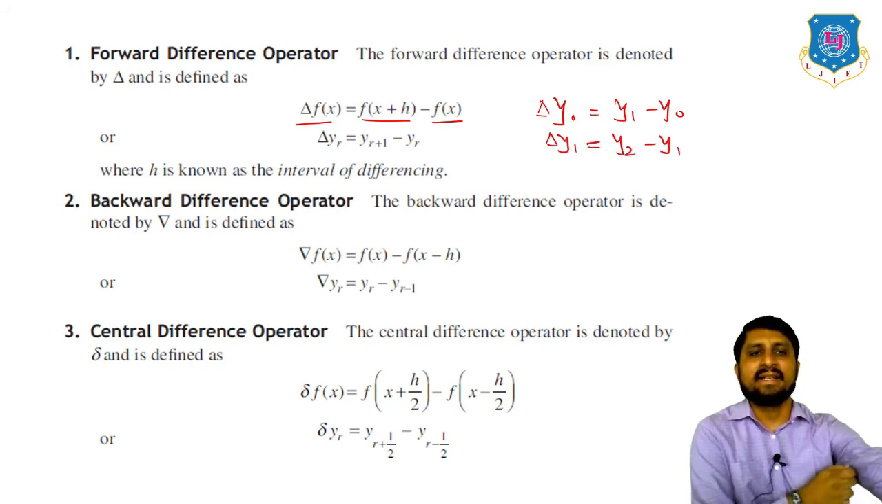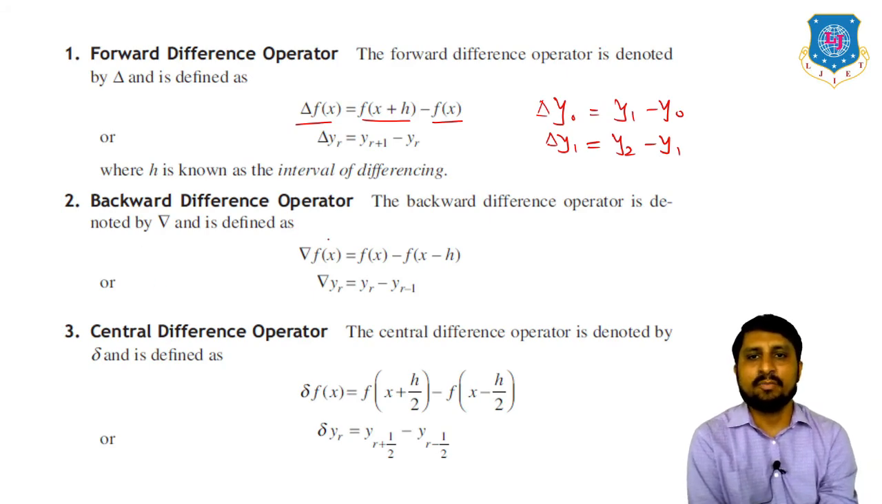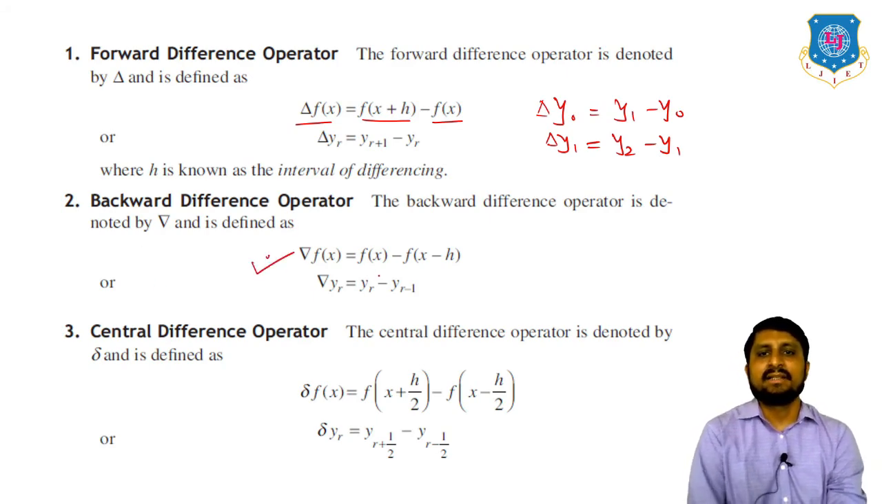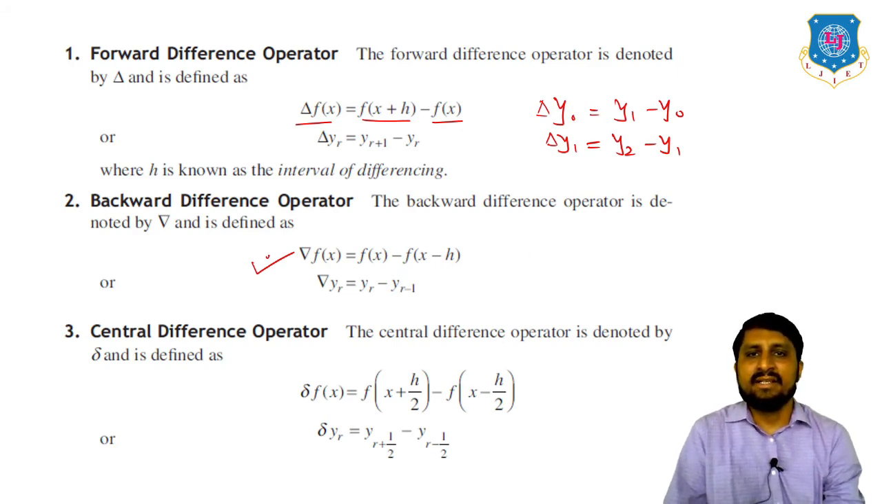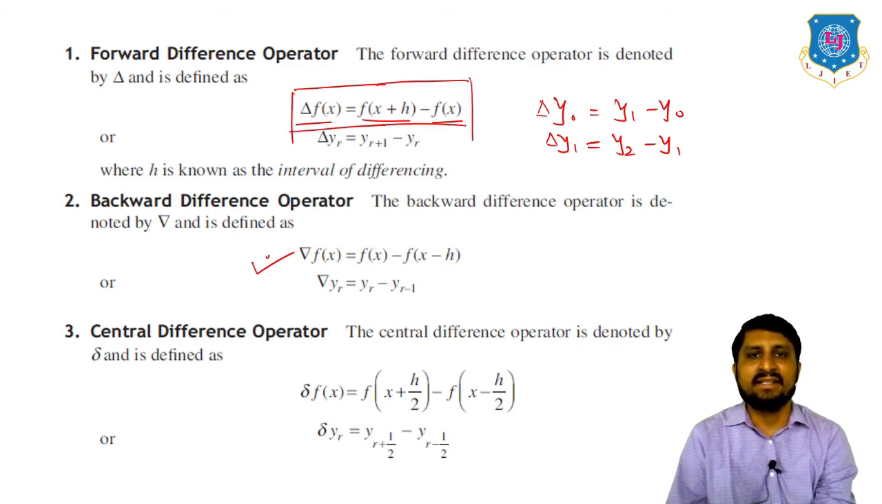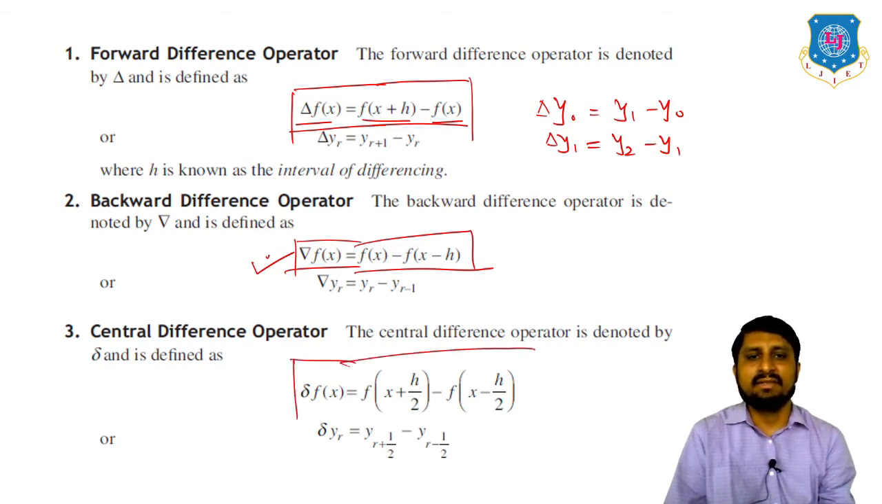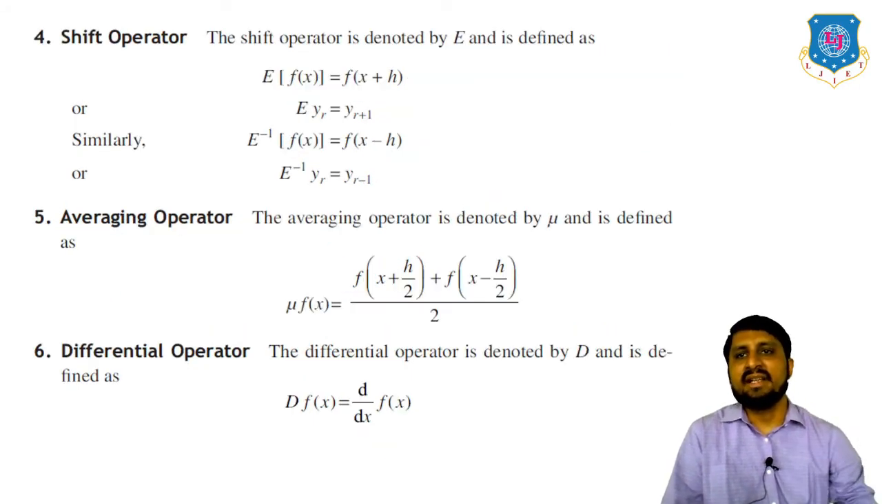Okay, as I explained earlier, the backward difference operator, that is nabla f of x, that is equal to f of x minus f of x minus h, right? So remember this definition, very important. Delta f of x, that is f of x plus h minus f of x. For the backward difference operator, nabla f of x, that is f of x minus f of x minus h. Central difference operator, this small delta f of x, that is equal to f of x plus h by 2 minus f of x minus h by 2. Clear? So remember these three definitions.